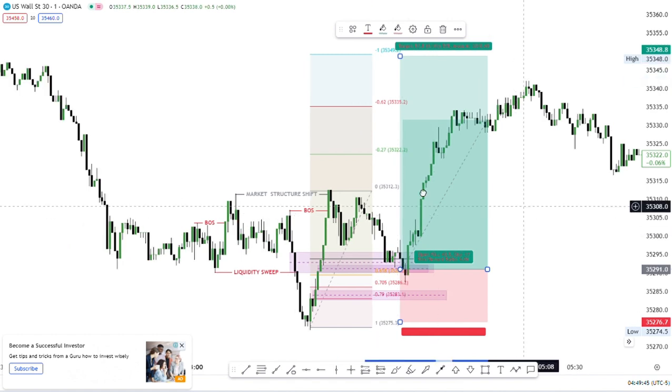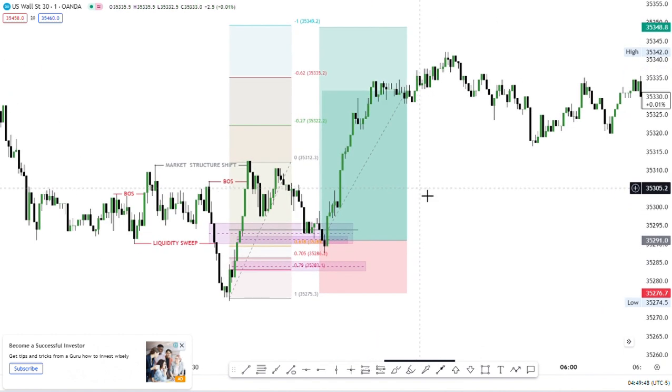So that's it, guys. That's what the unicorn entry model is. It's a combination of a fair value gap and a breaker block, right? Both of them can be used independently. You can choose the fair value gap and trade that, and you can use the breaker block and trade that. But when you combine them together, you can increase your risk to reward ratio.